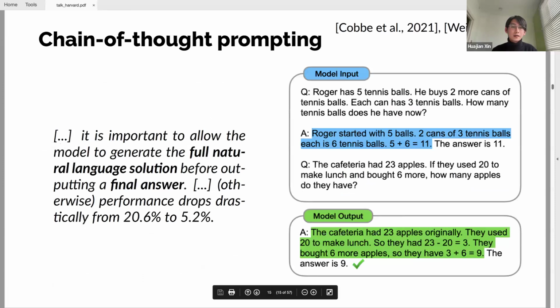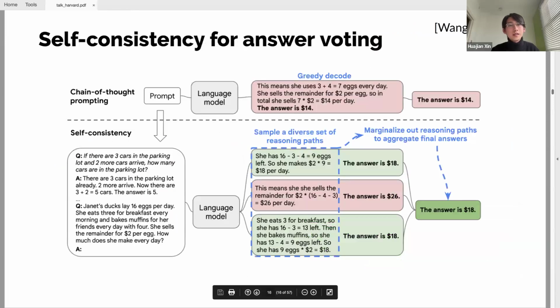There are two main techniques used to improve AI performance in natural language math reasoning. First of all is the very famous chain of thought prompting. It encourages models to generate detailed natural language solutions before arriving at the final answer. And the second is the self-consistency method, which involves sampling multiple solutions and determines the final answer by majority vote.